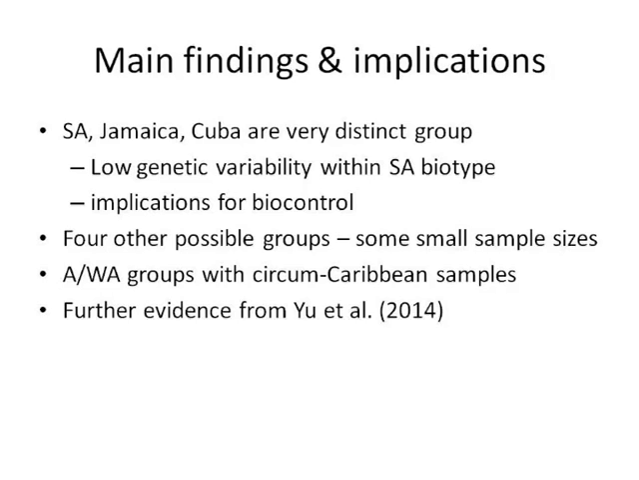So the main findings and implications are that the South African biotype of Chromolaena came from Jamaica or Cuba, and it forms a very distinct group. It's also important to note that the genetic variability within South Africa is very low, and that means that if we choose the right biocontrol agent that is well matched to our genotype, we could get very good control, because low genetic diversity is a very good thing when controlling a weed. It means that that's where we need to go to collect our biological control agents.